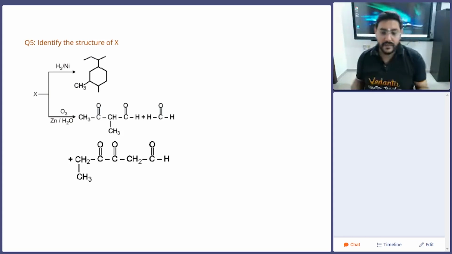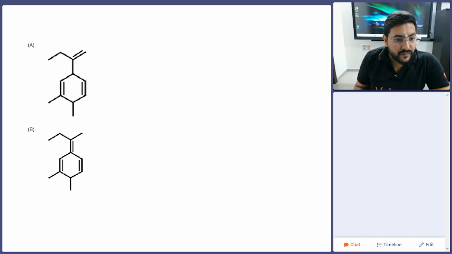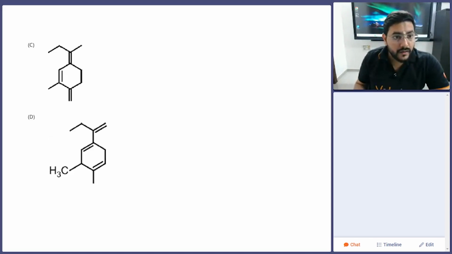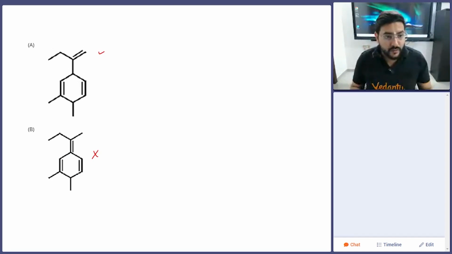Now see here, in case of ozonolysis we are getting formaldehyde. So let's see the options. Here we are getting formaldehyde. Here we are not getting the formaldehyde, so it is not possible. Here also we are not getting the formaldehyde. Here we are getting the formaldehyde, and from here we are getting the formaldehyde, but we'll check it also. And here also we are getting the formaldehyde. So option B is removed. So A, C, and D can be possible.